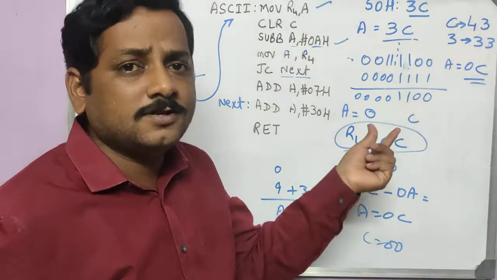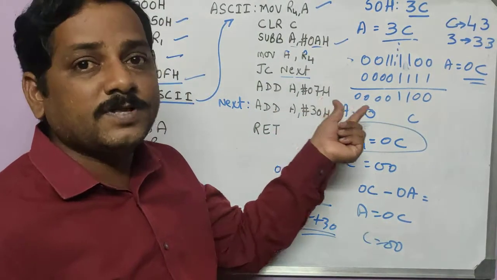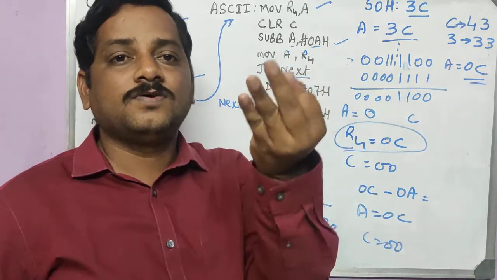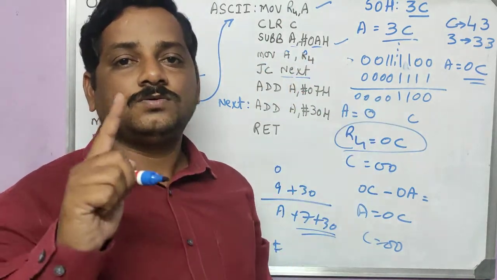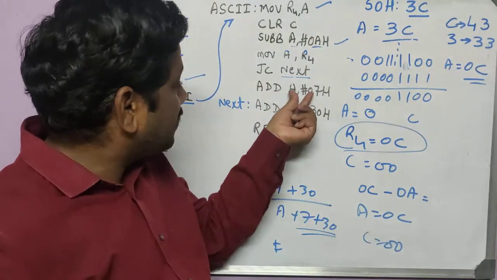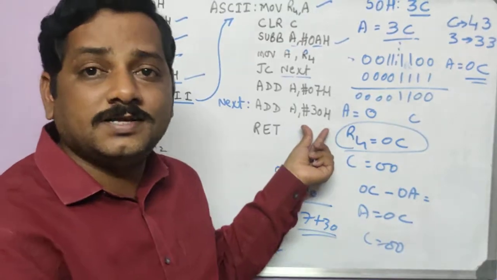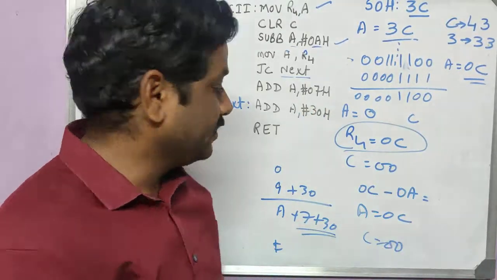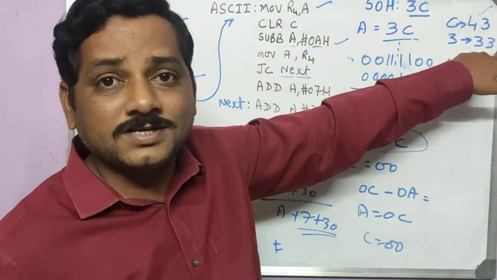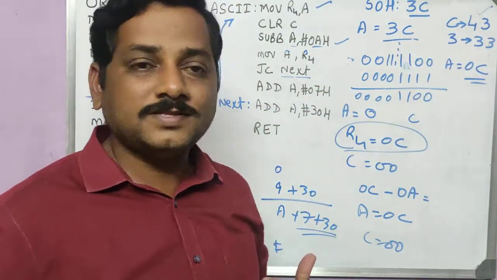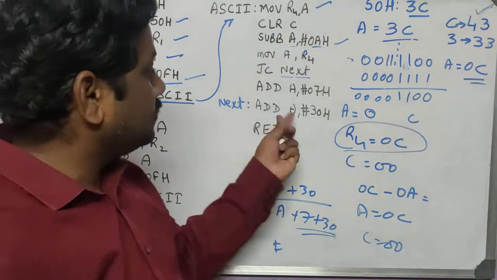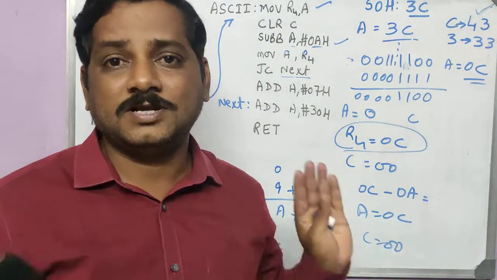ADD A, 07. What is A? It is C. C plus 7, what will be the answer? D, E, F, 10, 11, 12, 13. So 13 will be the answer. Then the next step is ADD A, 30. So 13 plus 30 is 43. I told you that if it is C, it should be 43. We got 43 now, isn't it? We got the converted number now.